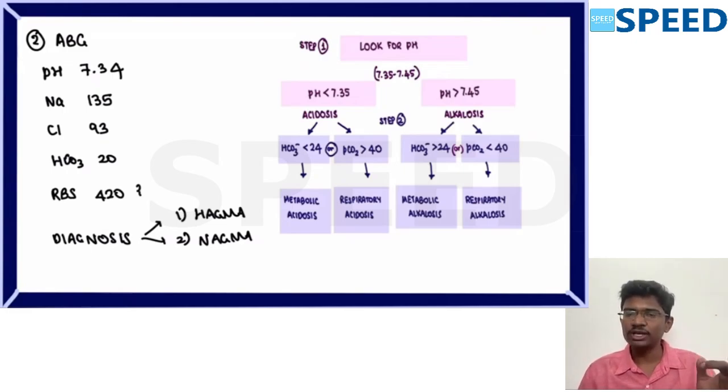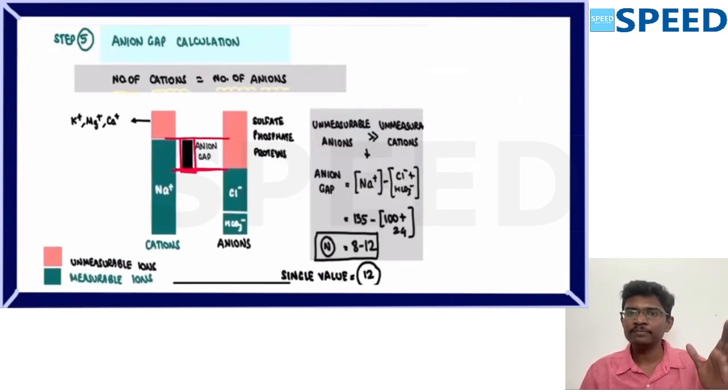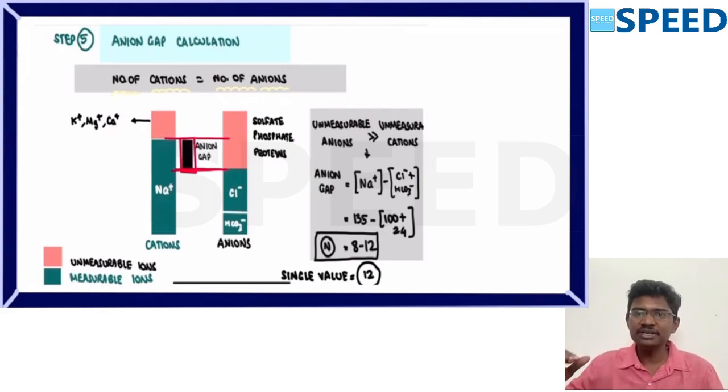After going into metabolic acidosis, you should always calculate the anion gap to tell an ABG to be normal or high. So what is the concept of anion gap? In our body, the number of cations is always equal to the number of anions. If you take the measurable cations, it is the sodium. And if you take the measurable anions, they are chloride and bicarb. If you subtract the measurable anions, chloride and bicarb, from sodium, you will get that gap of unmeasured anions. This is called the anion gap.